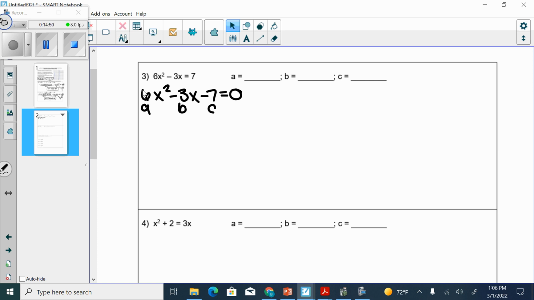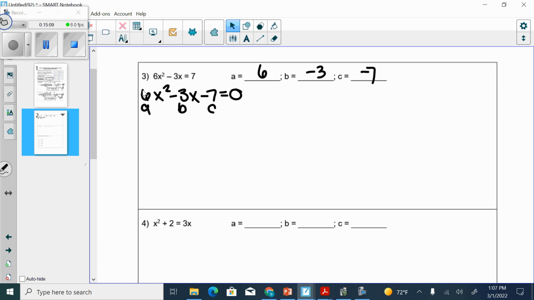Okay, so my A is what number? And my B is, and my C is -7. Okay, now we substitute it into the formula.